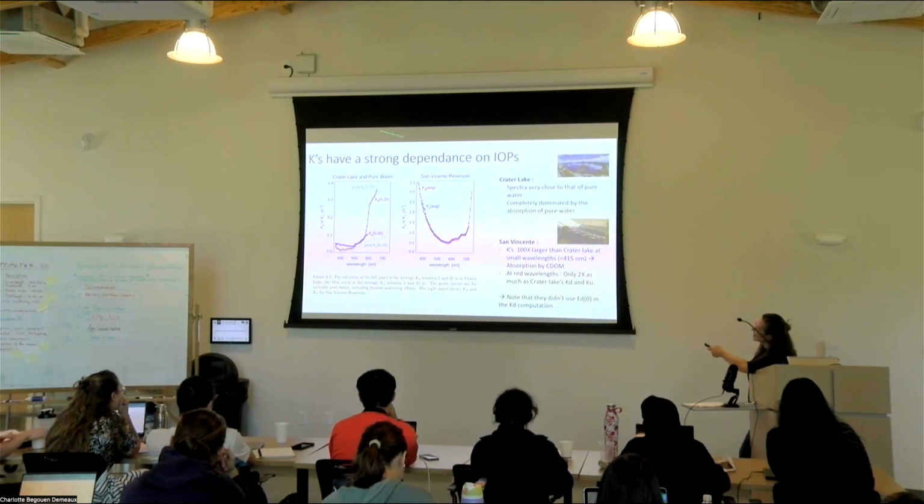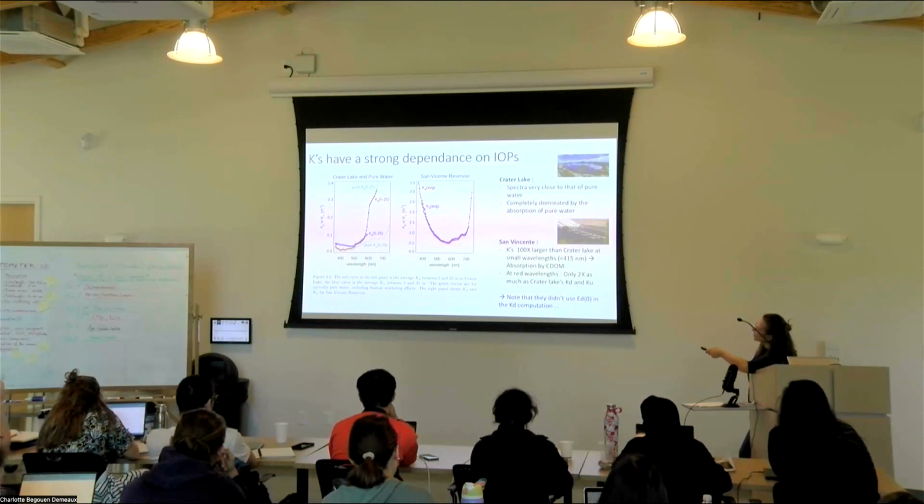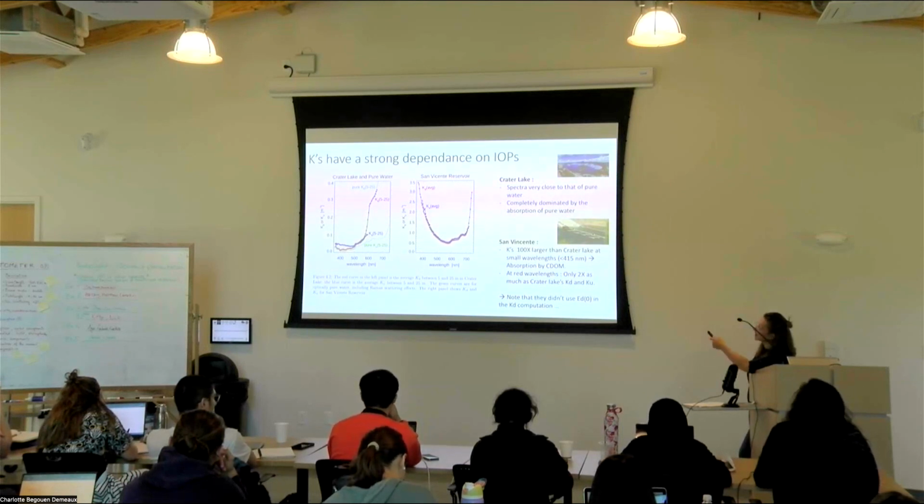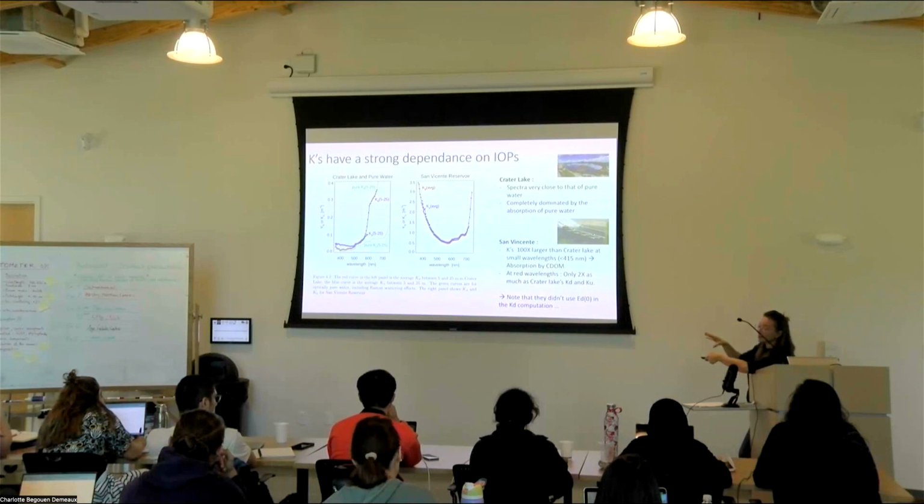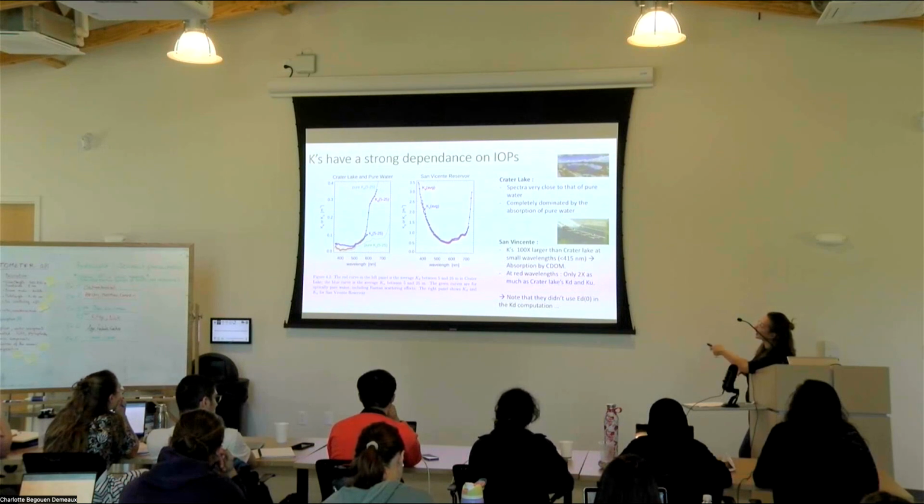And then San Vicente, what you're seeing is that in those very small wavelengths here, it's about 100 times bigger than in Crater Lake. This is due to the fact that there's a lot of sebum, there's a lot of absorption there, which means that KD or KU are very good descriptors of what is going on in that water. There's a lot of absorption by sebum, hence I have a very high KD. So we're on a good path.